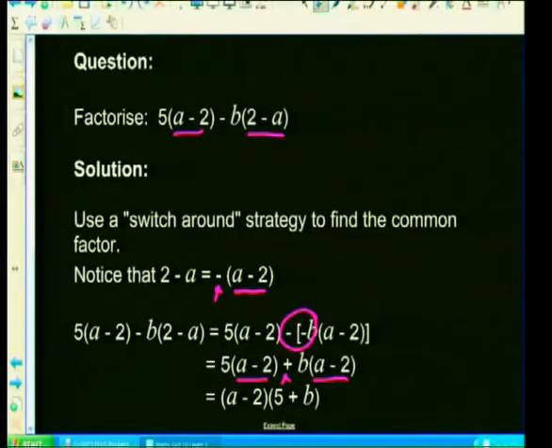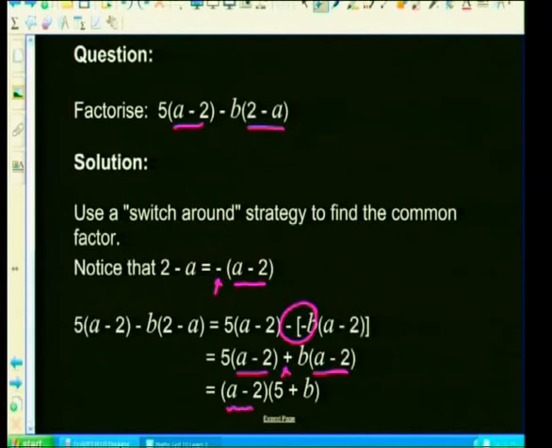Let me reiterate. If it's negative inside, change the sign outside, switch around inside. Let's finish off this question. Here we have our common bracket. So what we do is we write down our common bracket and everything else that's left. That's using a common factor or a common bracket.